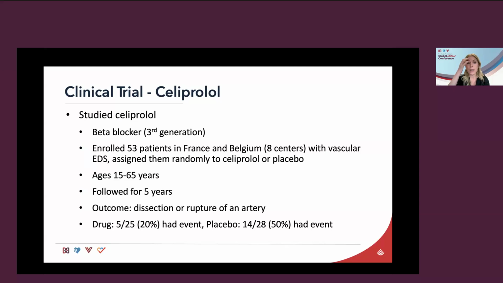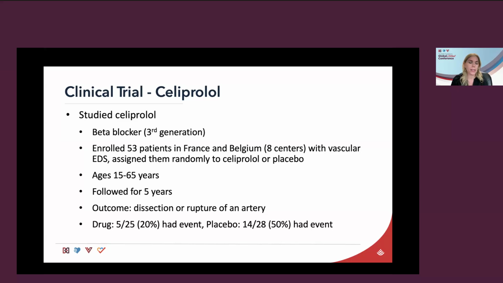Basically, they enrolled 53 patients in France and Belgium. It was 8 different centers who had vascular EDS, and they got randomly assigned, you either get placebo or you get celiprolol. There were some children, aged from 15 to 65, and they were followed for 5 years. They looked to see if either group had a difference in who had a dissection or rupture of an artery. In the group getting the drug, 5 of the 25, 20%, had a major event. And in the placebo group, 50% had an event.